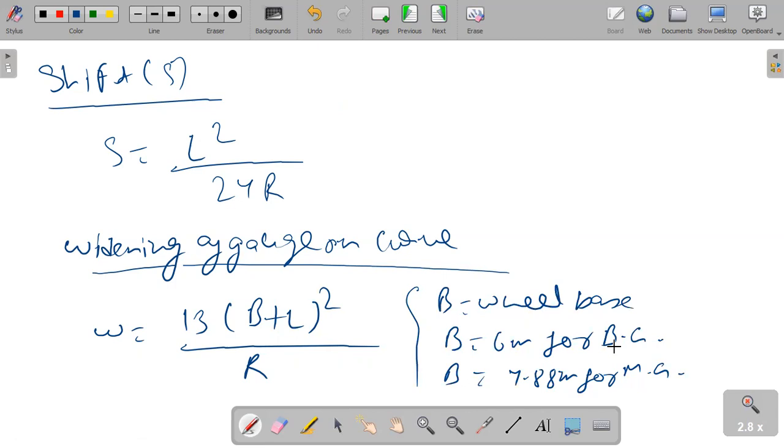Okay, let's move on to another thing, which is length of transition curve. Basically, we have a table for this, that the length of transition curve.